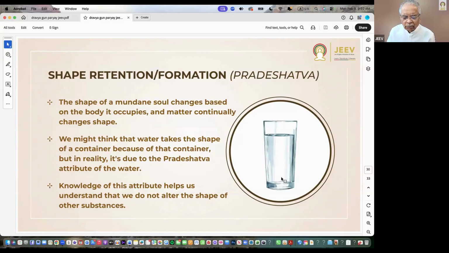When I was in Nigod, I had the teeny tiniest shape. When I was one-sensed, two-sensed, three-sensed, four-sensed, all these different living creatures that we see, the soul takes the shape of that. When the soul is an ant, it takes the shape of the ant, a teeny tiny, small space. When the soul goes to an elephant, it takes the shape of the elephant. When the soul goes to dinosaurs, it takes the shape of a dinosaur. When the soul comes to a human being, then it takes the shape of the human body.